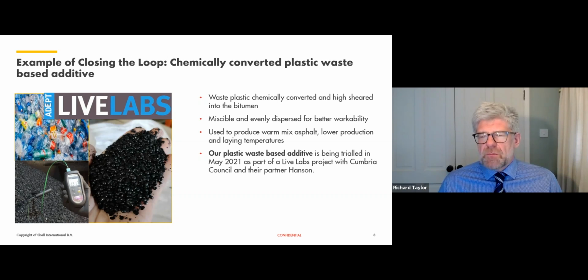I think everybody's aware that waste plastic is a significant challenge for the world, particularly around single-use plastics and keeping those plastics in the value chain. We see converting these plastics into additives that have a valuable function within the bitumen. So in this case, to lower temperature is an important step in the circular economy. And so I'm going to move on to a second example.